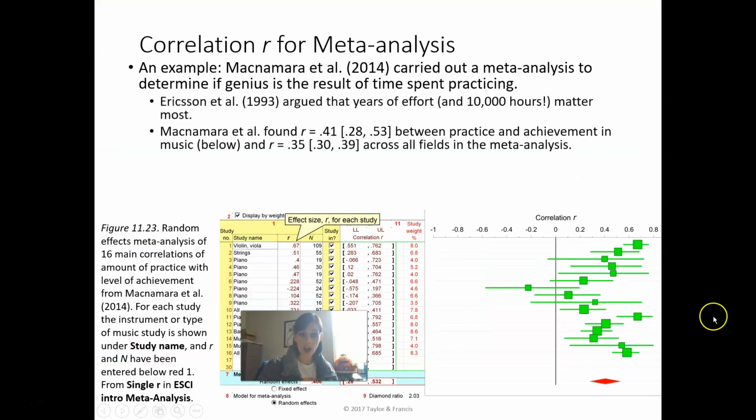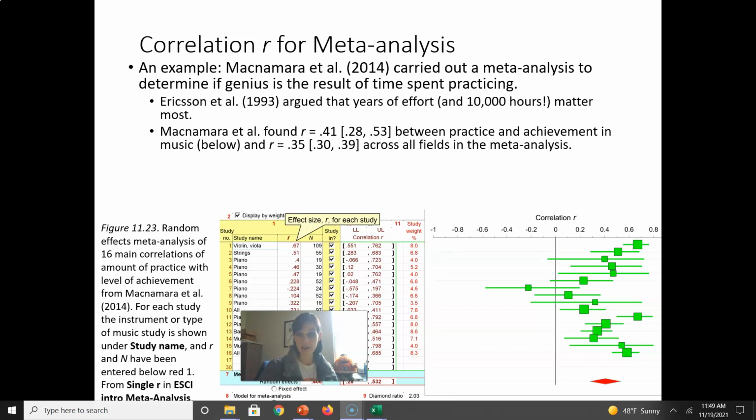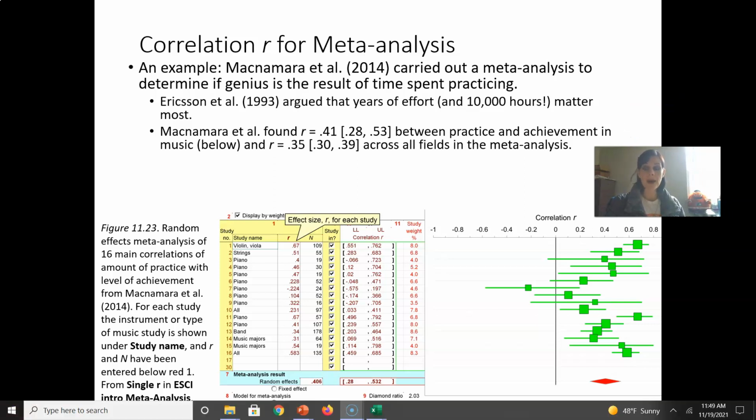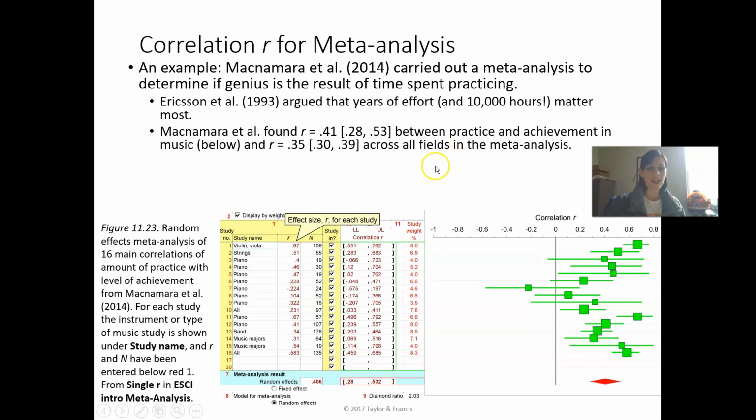So a lot of the work on deliberate practice comes from the work of the late Anders Ericsson, who basically reported that 10,000 hours or 10 years of effort, give or take, he developed that with Herb Simon, the amount of time spent practicing matters most. And so McNamara found basically that there is a correlation of about 0.41, which is right here in the random effects, ranging between 0.28 and 0.53 between practice and achievement in music. And if we're looking at all fields, such as chess, such as sports and athletics, it's actually closer to 0.35.